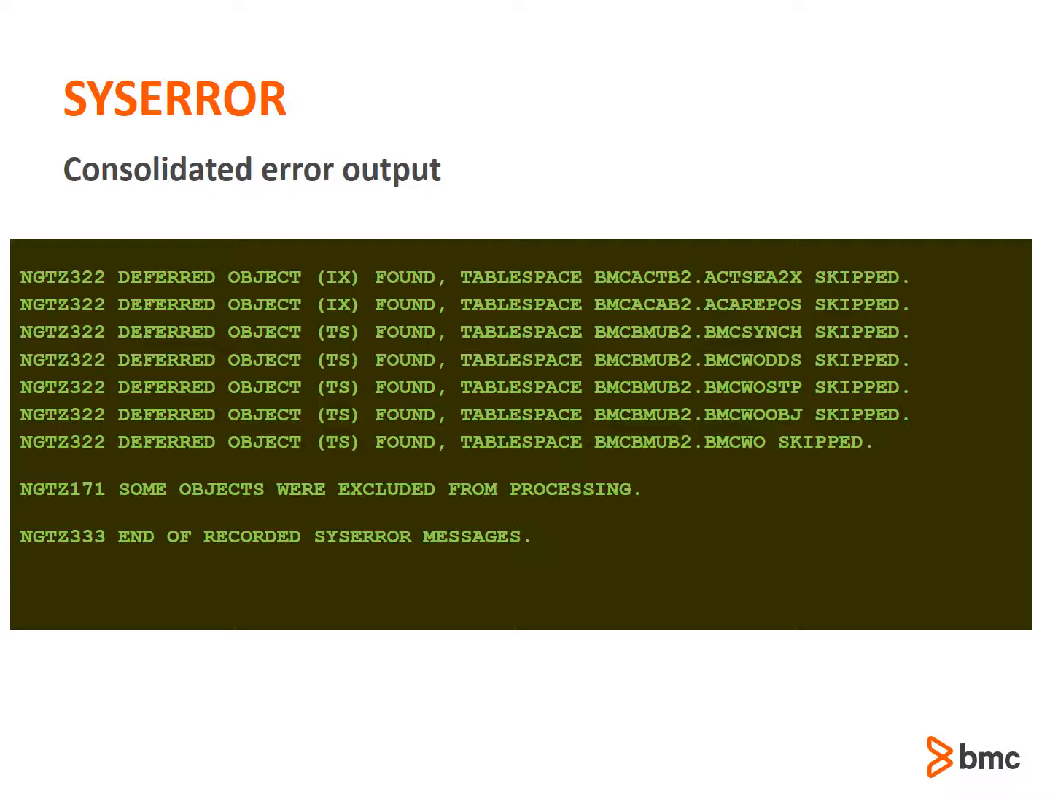In the Cicero report shown here, you see the results of a wildcarded Reorg utility which included objects that were deferred. Those objects have been excluded by the utility as noted by the skipped word at the end of the message. There's another quick course in this series that provides a deeper dive into the way in which NGT utility errors are reported.